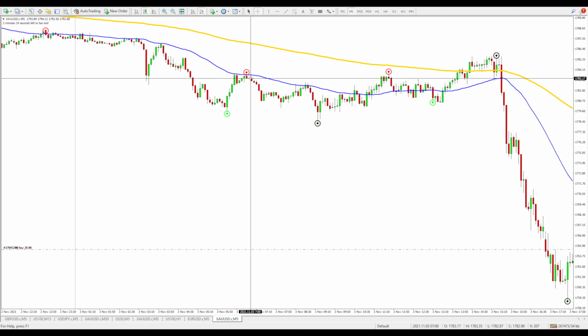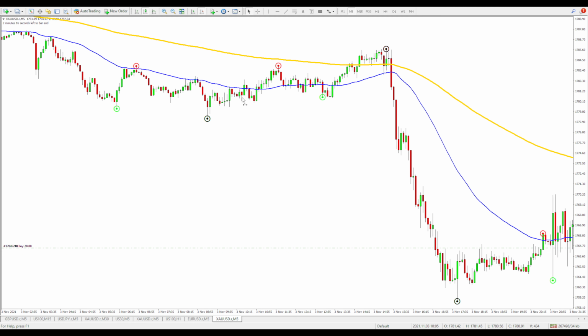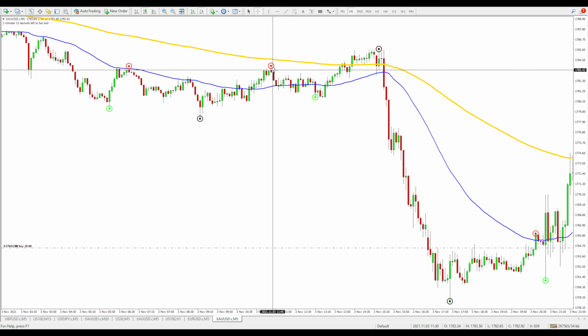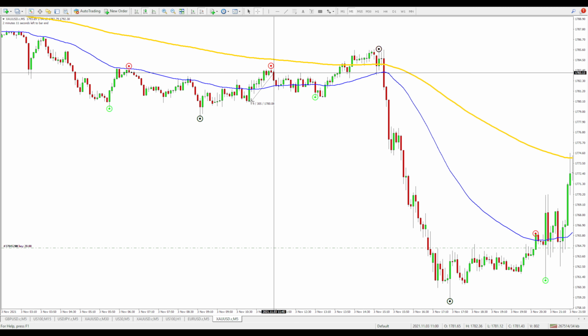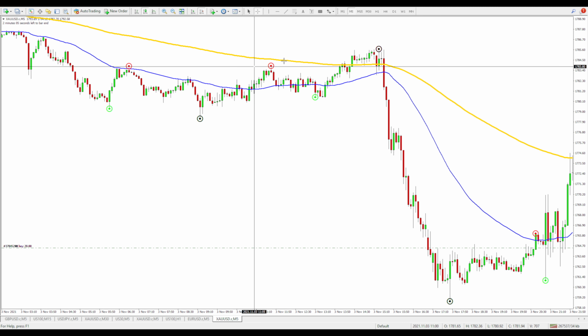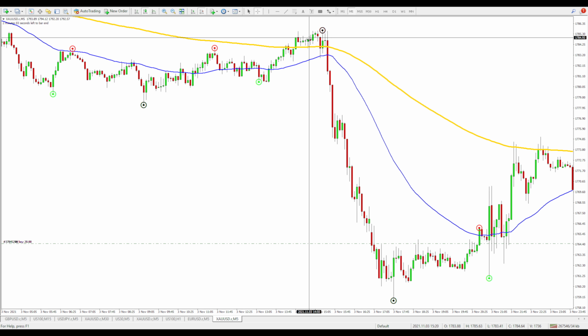Got another setup right here. Enter again. Stops will go to here, potentially looking to make 30 odd pips, but risking about 10 pips to do so. We get another trade setup right here, and we actually lost this trade. TPs would have been here, stops would have been just above here. We lost 10 pips on that trade. No problem at all. Would have entered again here.